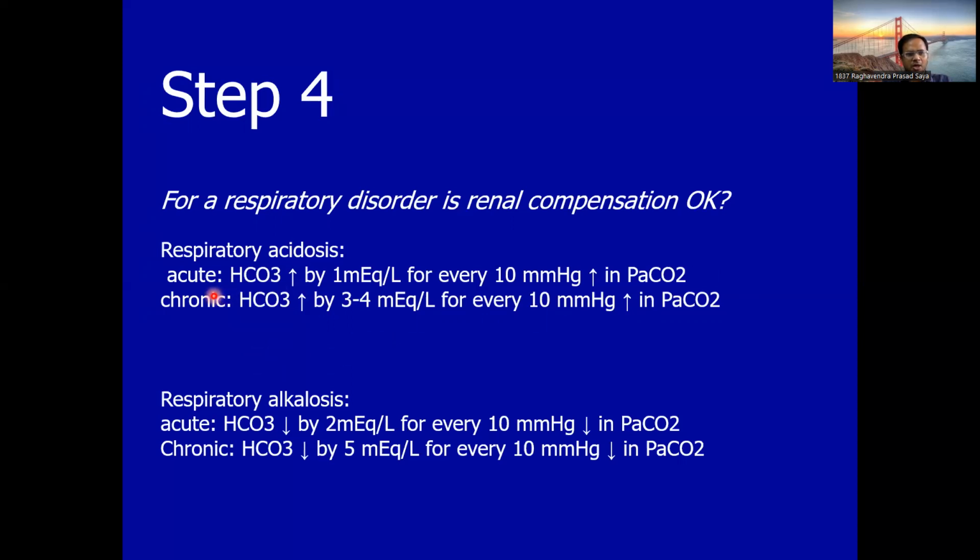In acute respiratory acidosis, the bicarbonate increases by only 1 milliequivalent per liter for every 10 millimeters of mercury increase in PCO2. And in chronic respiratory acidosis, when the PCO2 increases by 10 millimeters of mercury, the bicarbonate increases by only 3 to 4 milliequivalents per liter.